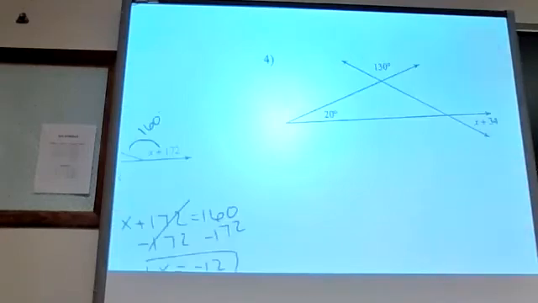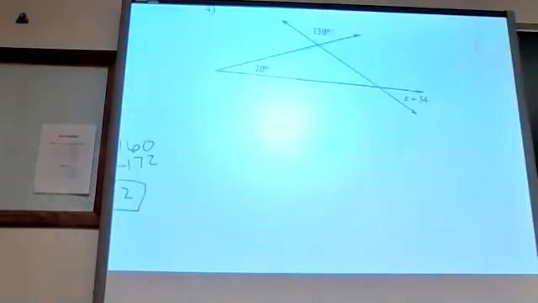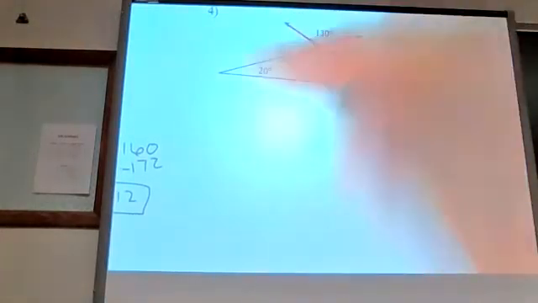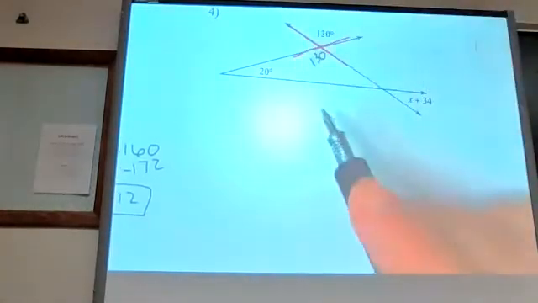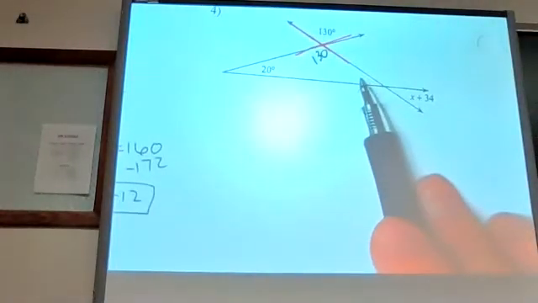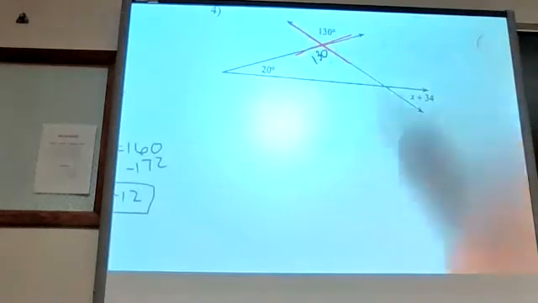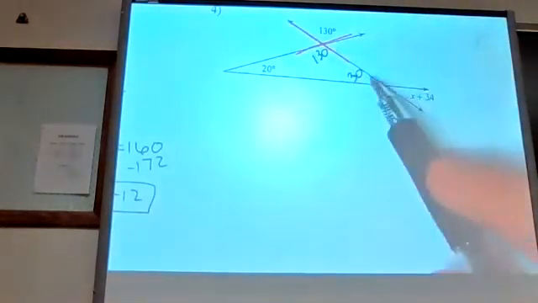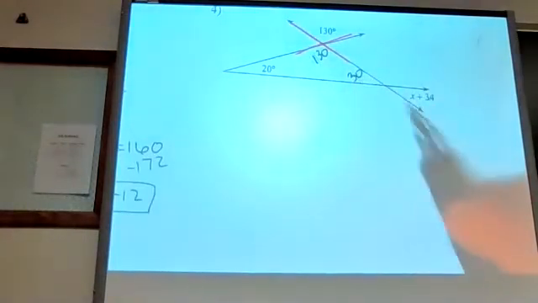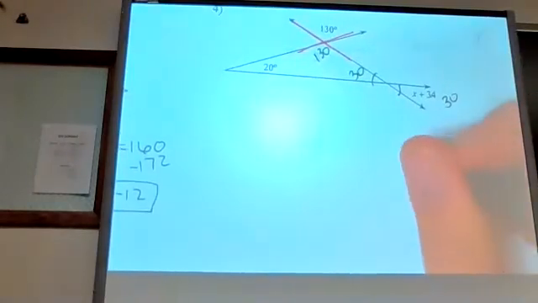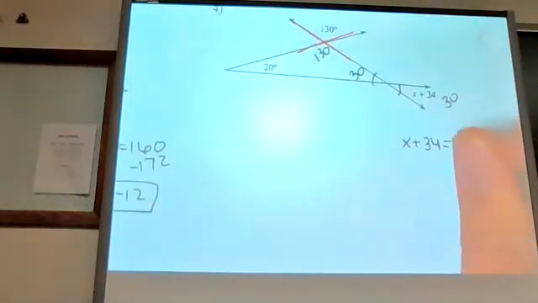4, same idea. So we have vertical angles right here. I know that this is 130. If I have 130 and 20, then this remaining angle in my triangle would be 30. Okay, this I would not use the exterior angle theorem. This is just a vertical angle on the outside. So if this is 30, that's 30. Or x plus 34 equals 30, and x equals -4.